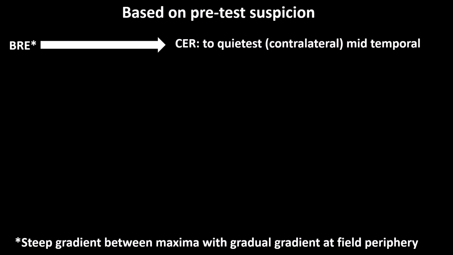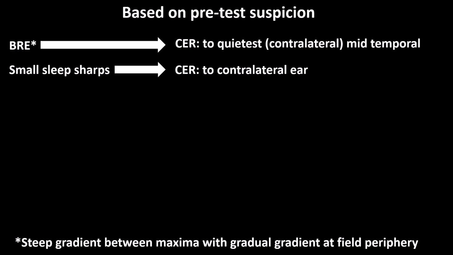If the suspicion is based on pre-test consideration, you should choose the most suitable electrode based on that suspicion. For example, if you're thinking that you will find a benign Rolandic spike, it is best to choose a quiet electrode in the contralateral mid-temporal region to where you think the spike will be. Remember that these spikes often result from horizontal dipoles. A horizontal dipole should be suspected when there is a steep voltage gradient between the maxima of the two fields and a soft gradient on the opposite side of the maxima.